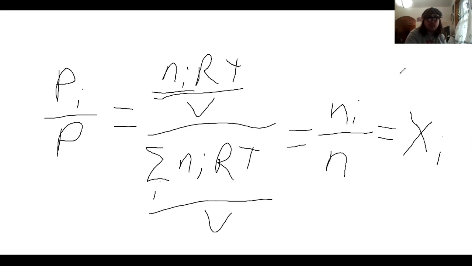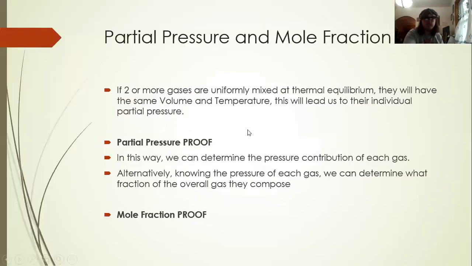Chi is the ratio of the pressure of a gas versus total pressure, or essentially the ratio of the moles of a gas over the total moles.